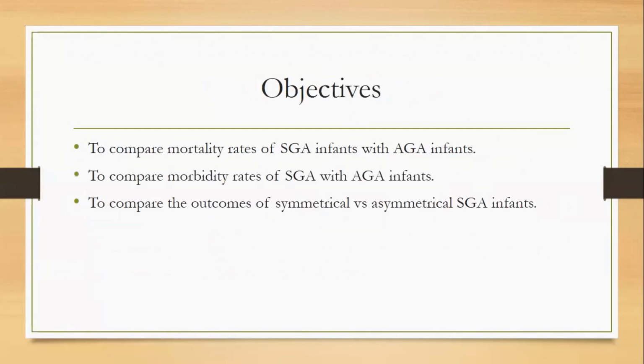The objectives of the study were to compare the mortality rates of SGA infants with appropriate for gestational age infants. I also compared the morbidity rates of SGA infants with AGA infants. We know that preterm babies face different morbidities, so we wanted to compare whether there is a difference between those who are SGA and those who are appropriate for gestational age. And then the last objective was to compare symmetrically versus asymmetrically growth restricted infants.